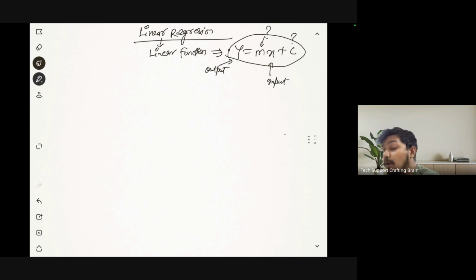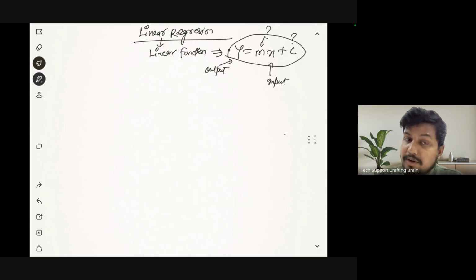Now, if we know m and if we know c, guys, will we be able to calculate y or not? If you know the value of m and the value of c, we will be able to calculate y easily. There are no issues at all. For now, guys, we need to understand what m and c are first of all.